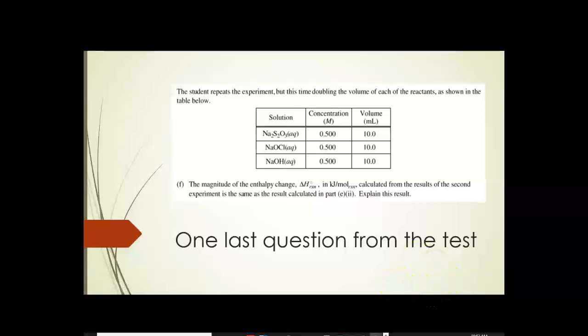The enthalpy change in kilojoules per mole of reaction calculated here is the same as the result calculated in the prior slide. It's easy to explain, but I'm going to tell you what the answer is.